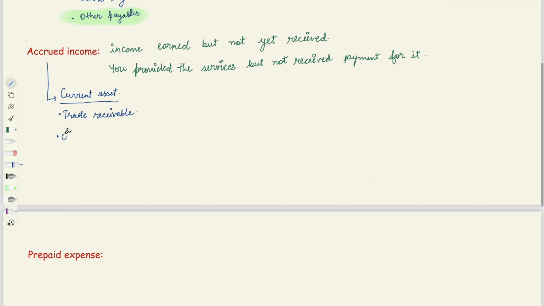Next is other receivables, or it can also be said as accrued income. Okay, it's an asset going to be shown in statement of financial position. Okay, as an asset, the closing balance in other receivables, or accrued income.